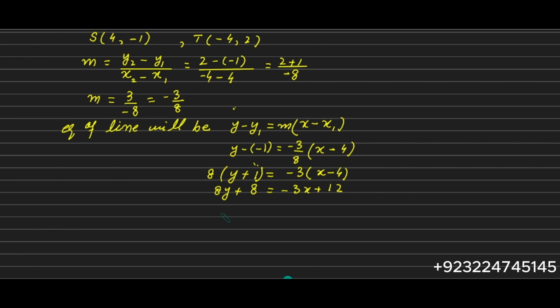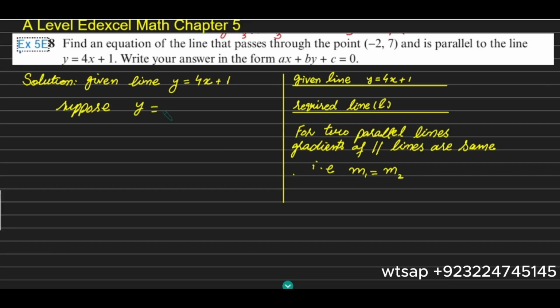Now we bring 3x and 12 to the left side. The signs will be changed. We get 3x minus 12 plus this one 8y plus 8 equal to 0. So we find 3x plus 8y minus 12 plus 8, the answer would be minus 4. So this is the required equation of the line, as in y equal to mx plus c. This is the required line.